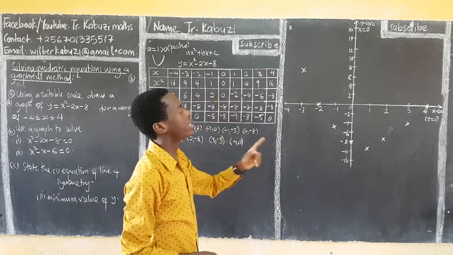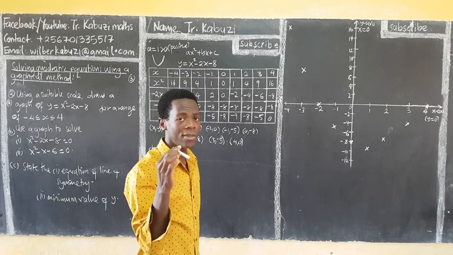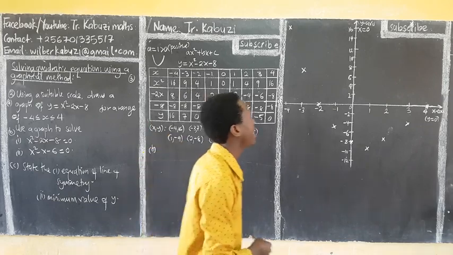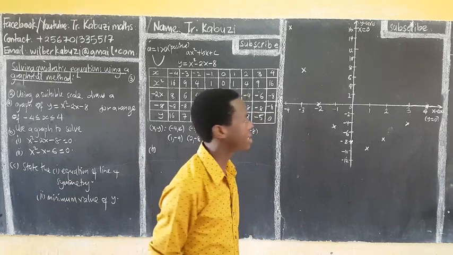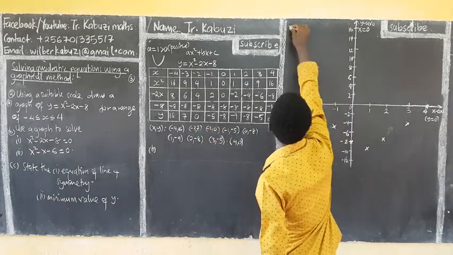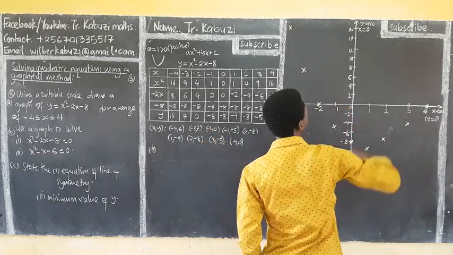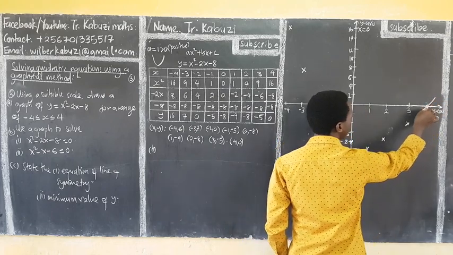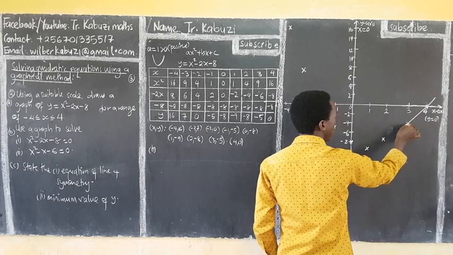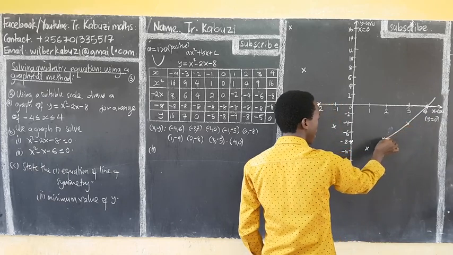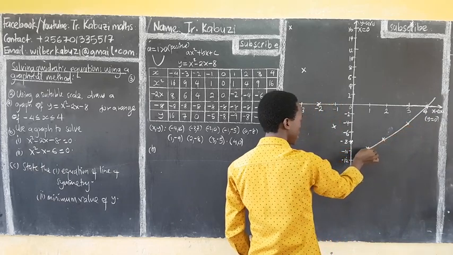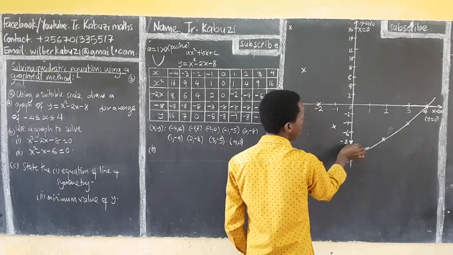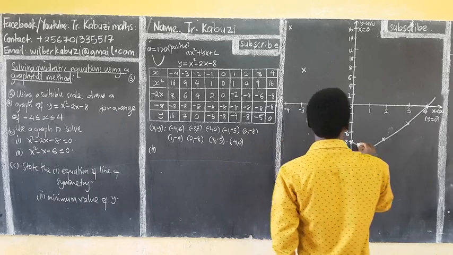Then we join the curve using a free hand. You just get your pencil and join it using a free hand. If you use a ruler, you get 0 marks. Then you join this to this, slowly. It touches all the points using your free hand. Then it's going to come up here, like that, passing through these points.